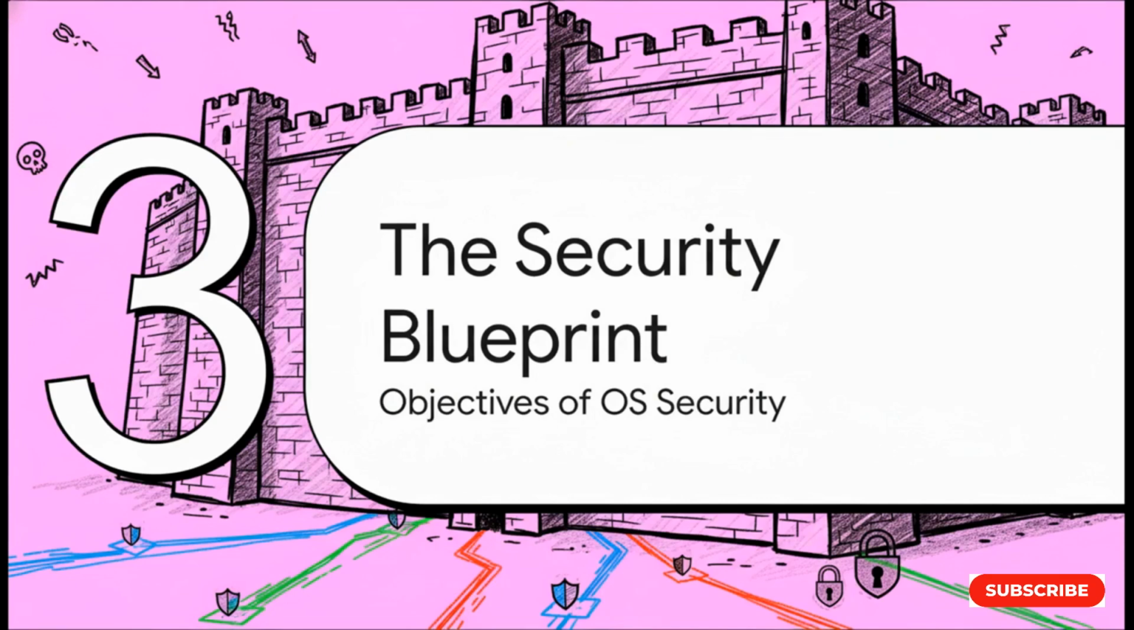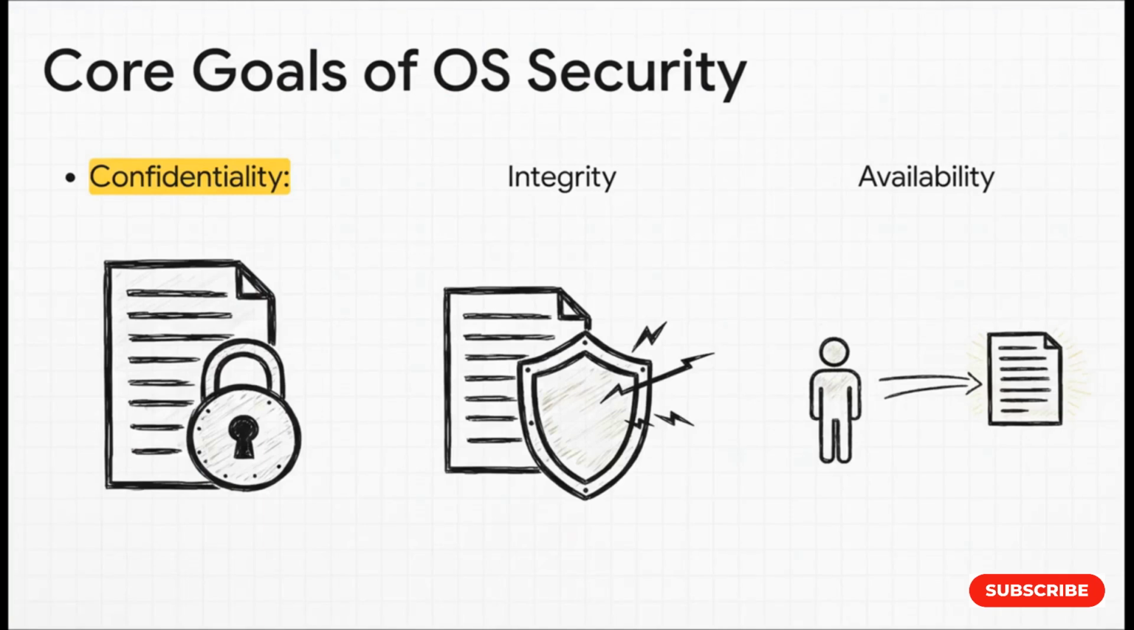Well, it all comes down to a security blueprint, and that blueprint is built on 3 core ideas. These 3 things, they're basically the crown jewels that the fortress is designed to protect. Confidentiality just means keeping your secret secret. Integrity is making sure nobody messes with your data. And availability means you can always get to your stuff when you need it. The whole security plan is about keeping these 3 things perfectly safe.